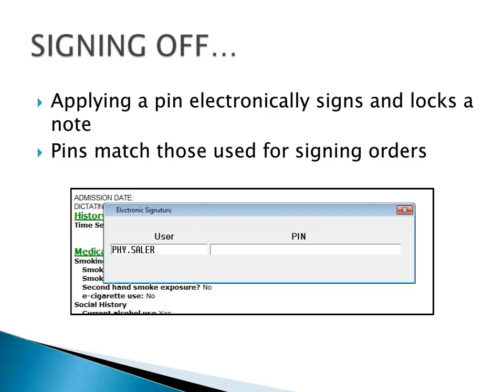After you have submitted your note and are satisfied with the content, you would select the Signed button. This will open the electronic signature screen which you are used to seeing with orders. Applying a PIN electronically signs and locks this note. The PIN that you'll use matches the PIN that you use for orders. Once a signature is applied to a note, it can no longer be edited. At that point, the note can only be modified using an addendum to the record.